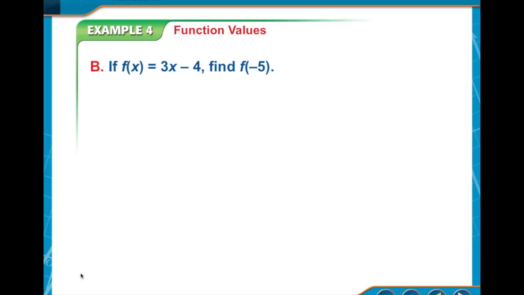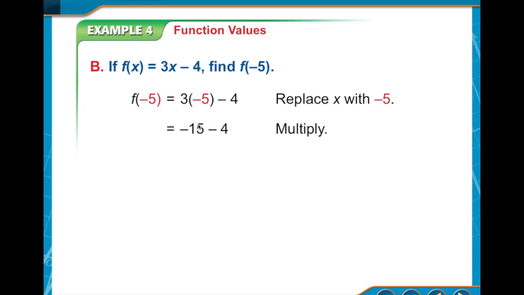So on to 4b. Find the value of the function when x is a negative 5 for this function here. So just like last one, we want to plug in a negative 5 for x. And now we solve what's on the right side. 3 times 5 is 15. Keep the negative. Subtract 4 from that. And 15 minus 4 is a negative 19. So the value of our function when x is negative 5 is a negative 19.